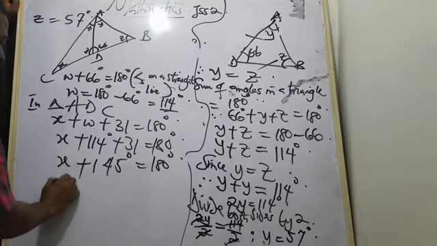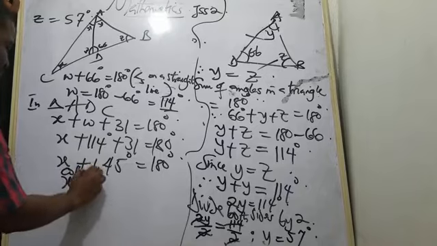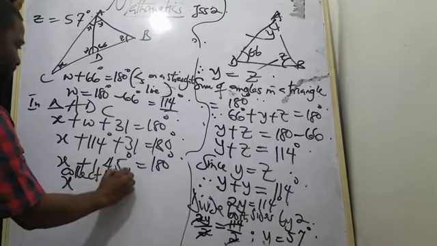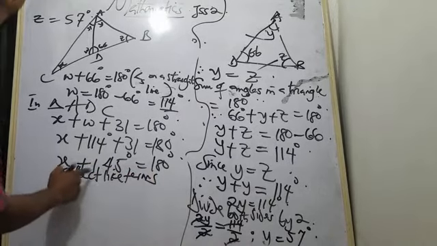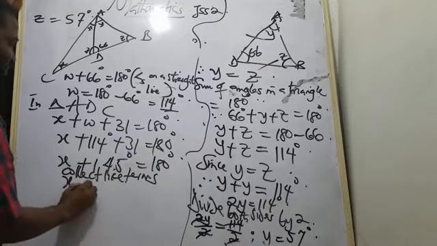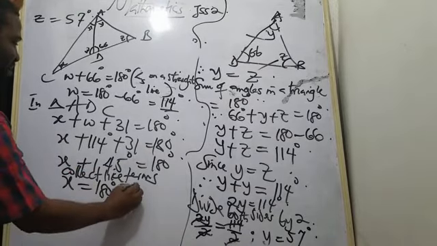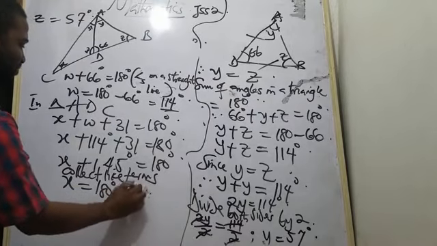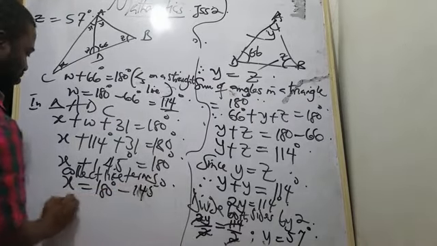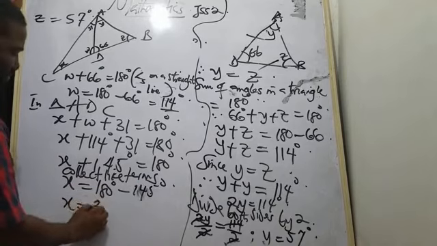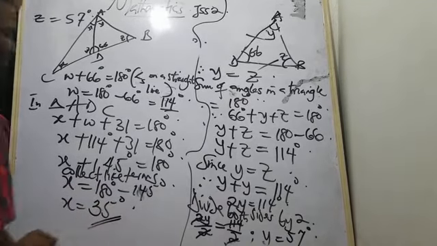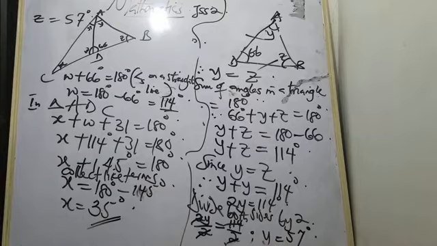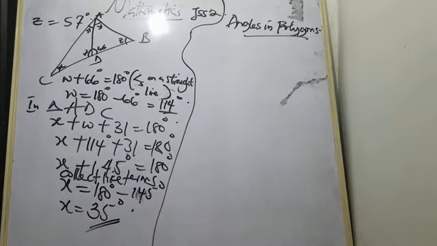Now for x, collect like terms, so that this comes to this side. You have x equal to 180 degrees minus 145 degrees. So you have x equal to 35 degrees. Hence, the final answer.